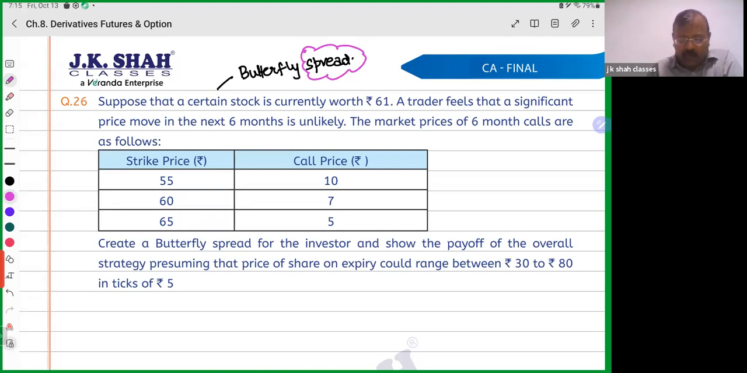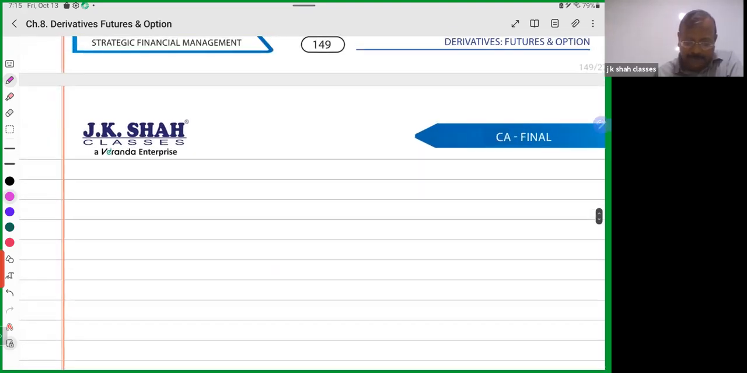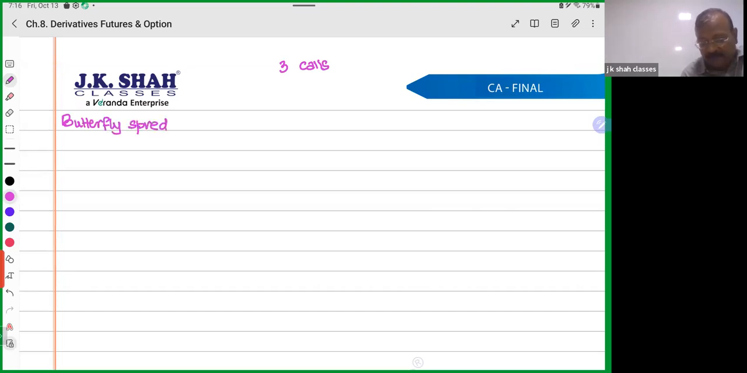Now, what exactly do we mean by this? I'll first tell you how we create a butterfly spread, and then we'll get into the logic behind this. See, butterfly spread comprises of either 3 calls, or maybe we can just make some notes here. Butterfly spread comprises of 3 calls or 3 puts.